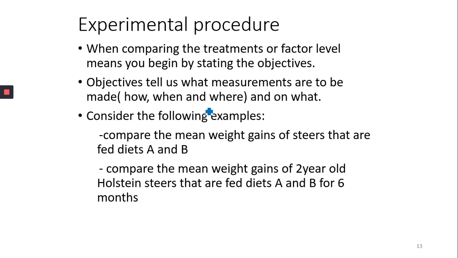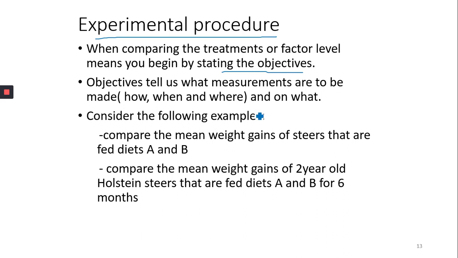So I think here I just try to reinforce, but perhaps we have already covered this. Experimental procedure, when comparing the treatments or factor levels, means you begin by stating the objectives. This is very, very important. You have a problem, but you need to state the objectives. What do you want to achieve?